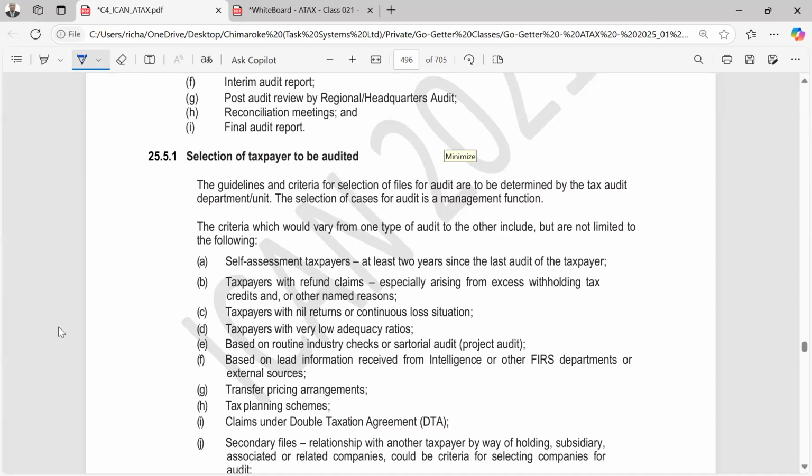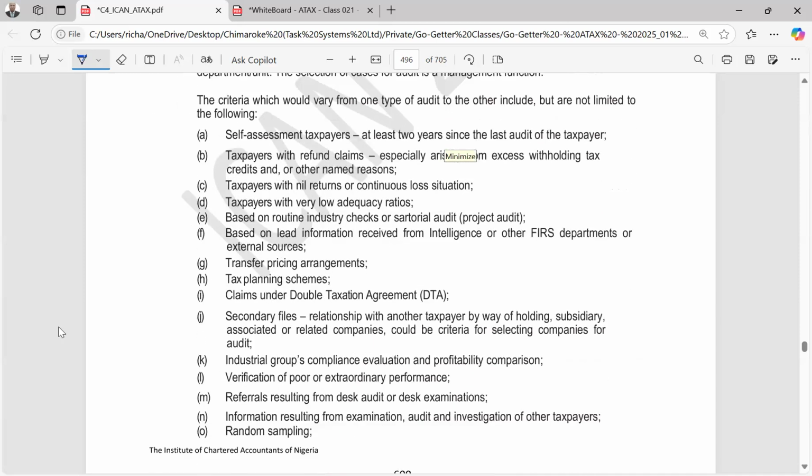Then it could also be a routine industrial check. Just pick maybe any firm in that industry, you pick it along and you audit. It could also be based on information received from intelligence reports. It could also be transfer pricing arrangements. Also based on tax planning schemes, claims under DTA.